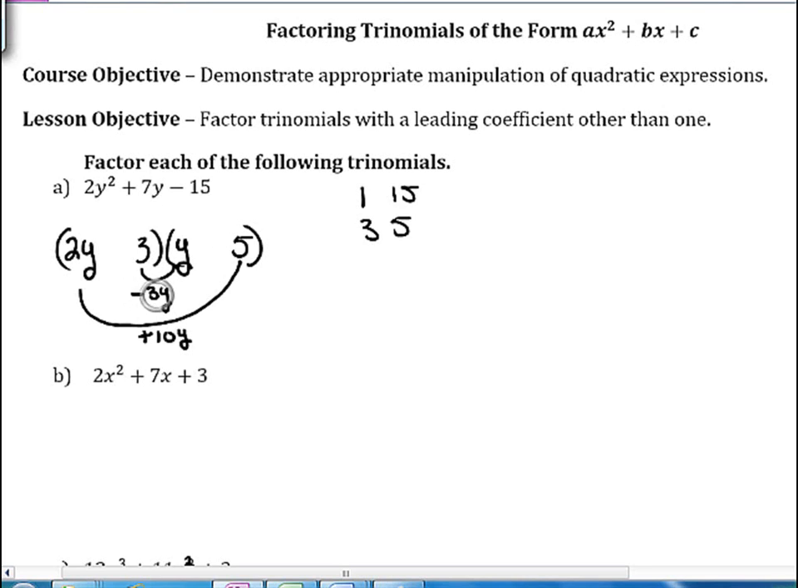The 3y needs to be negative, and this is the multiplication that we're doing to get that. So this needs to be negative so that we get the negative 3y we need for the middle term, and then we need to get a positive 10y when we multiply these two together, so this needs to be a plus. So our factorization here is 2y minus 3 times y plus 5.